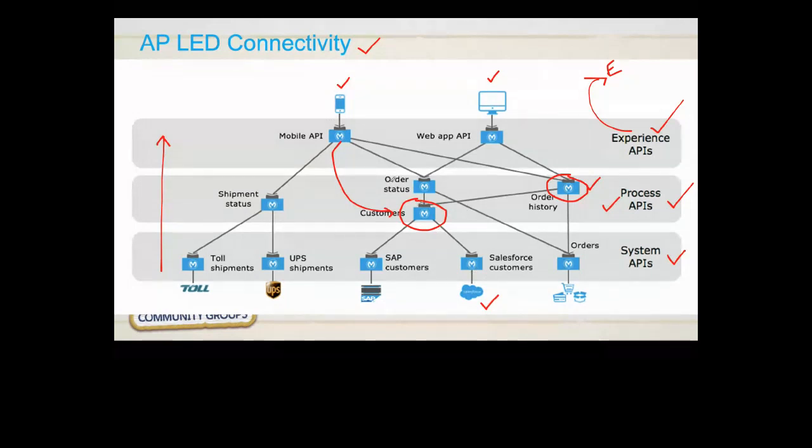And one process API can call multiple system APIs. Like if you see here, this order status is calling the orders from our different systems, then customers from Salesforce, and customers from SAP as well. So this process API is connecting with three different systems. This process API can also call another process API at its own level. There is nothing that says you cannot call at a sibling level. So you can also do that.